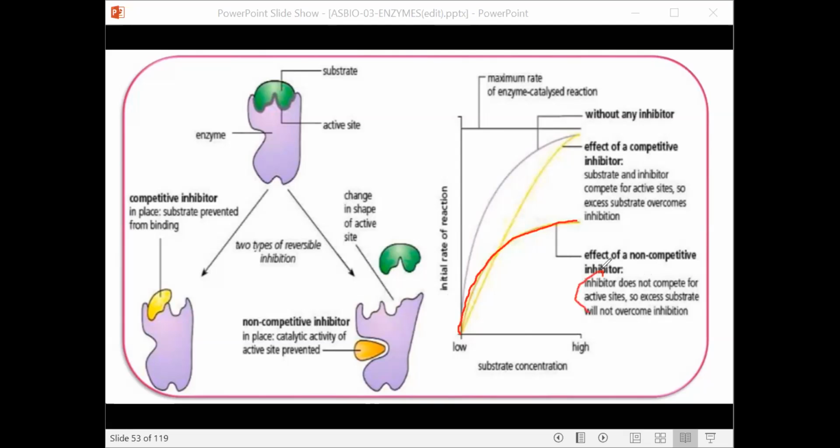See over here, this line. In the case of competitive, substrate concentration is having an impact. But in the case of non-competitive, even though substrate concentration is increasing, the effect is going down and down. So if you are comparing competitive and non-competitive from the graph, competitive is affected by the substrate concentration, whereas non-competitive is not affected by the substrate concentration as such. Okay.